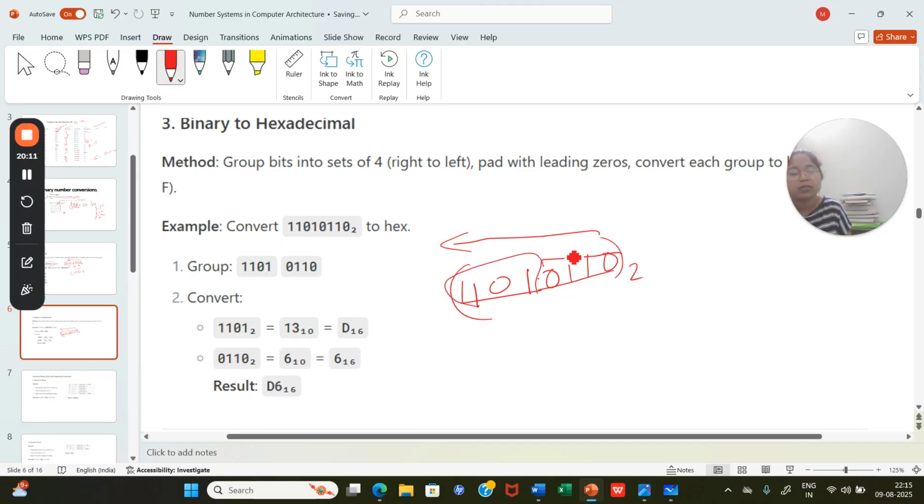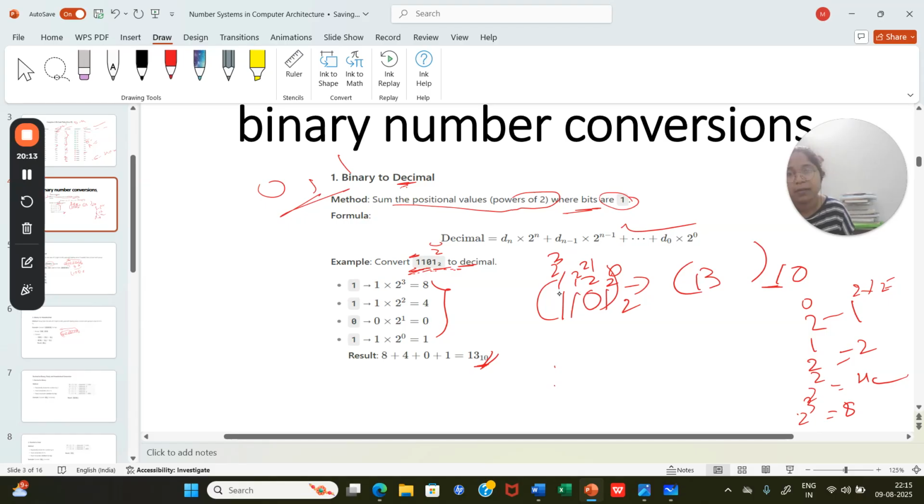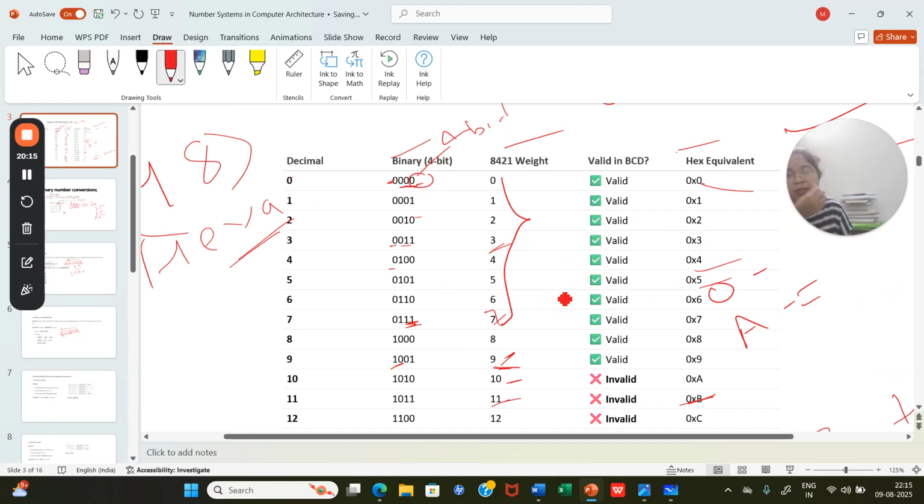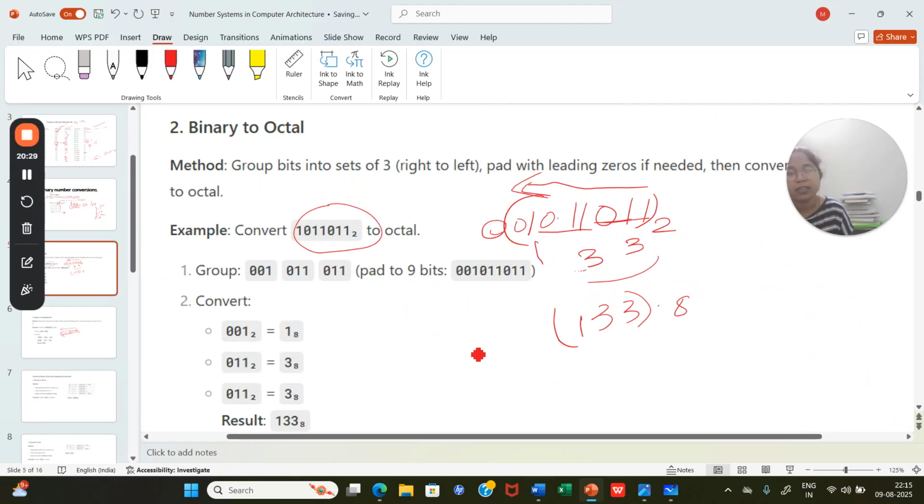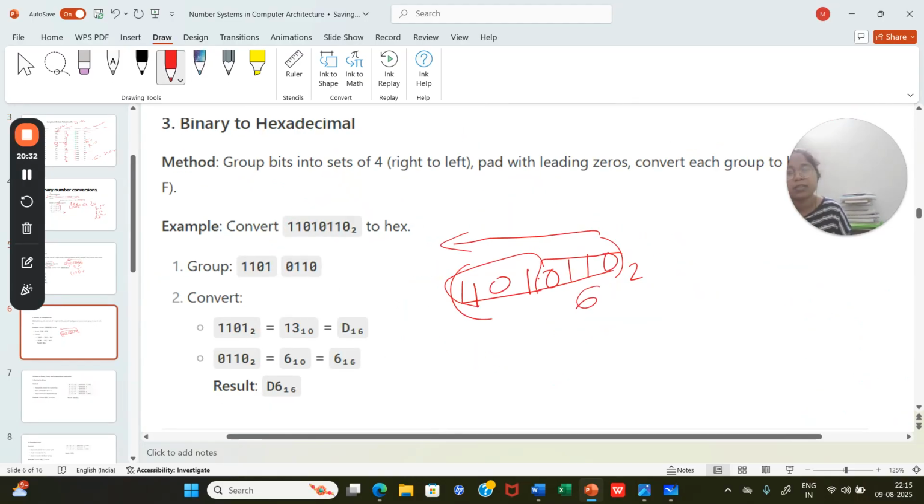So the first group is 0, 1, 1, 0. Look in the table for 0, 1, 1, 0. Where is the value for 0, 1, 1, 0? The value for 0, 1, 1, 0 is 6. So write down 6 here.